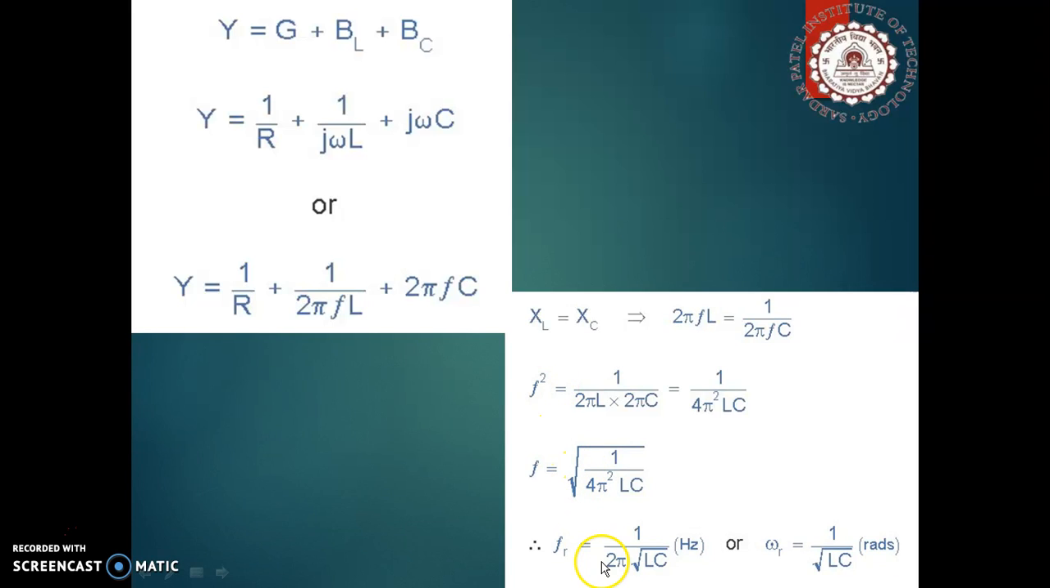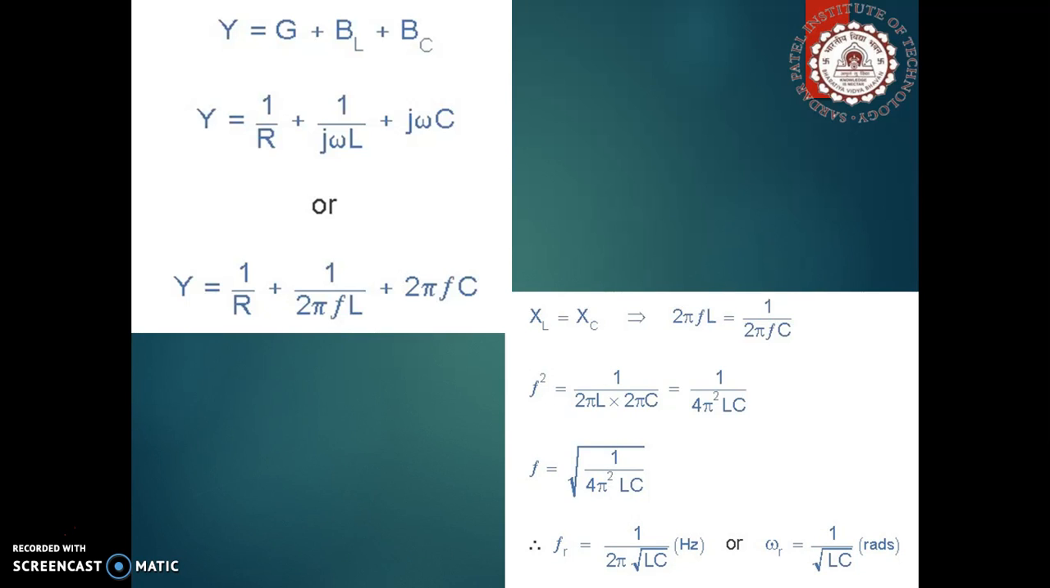Now the resonant frequency F comes out to be 1 upon 2 pi root over LC in hertz, or omega R is equal to 1 by root LC in radian. You can see that the resonant frequency value is the same for series resonance as it is for parallel resonance.